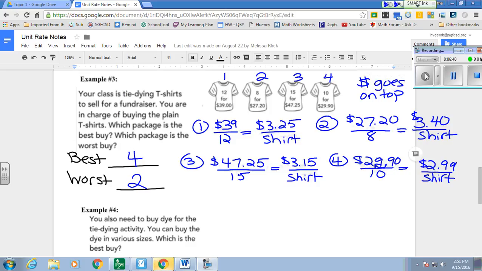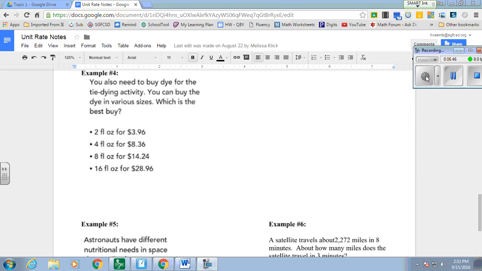Go on, try example number 4. Sorry, before you start that one, we're going to put these into groups. I'm going to say that this is A, this is B, this is C, this is D. I think that makes this easier for us. So go ahead, pause the video.